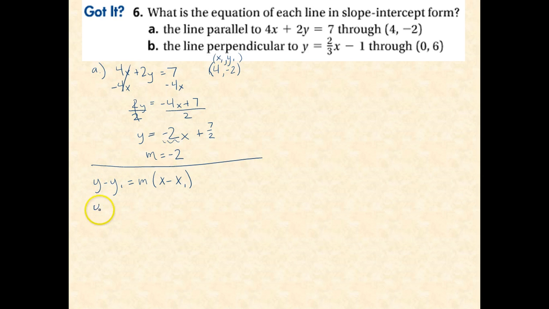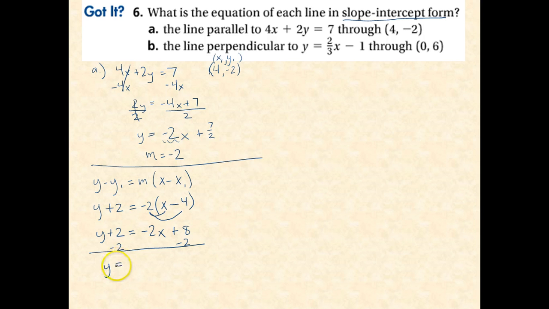Y minus the y value of the point, which is -2, minus a negative becomes positive. M is -2 times x minus the x value of the point, which is 4. And it says we need to put it in slope-intercept form. So I need to distribute -2x. -2 times -4 is +8. And then I just subtract 2 from both sides to get y by itself. And I get y equals -2x plus 6.